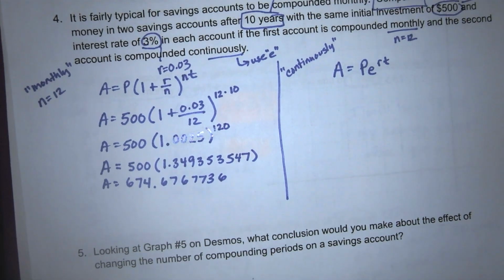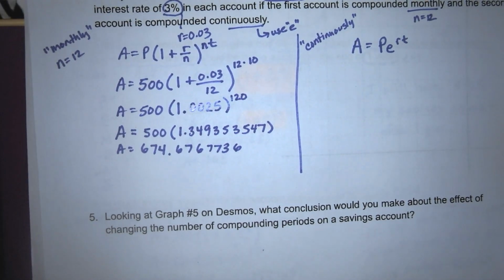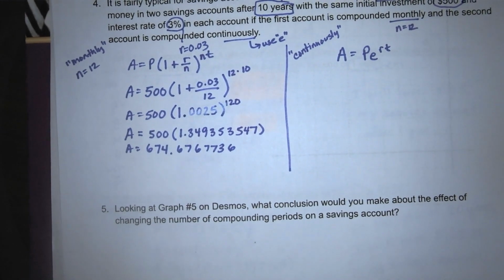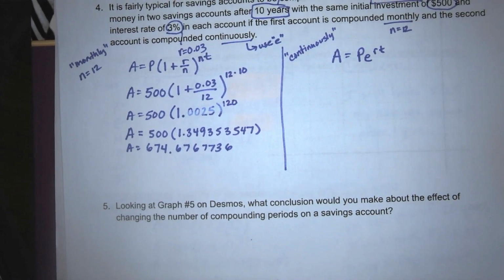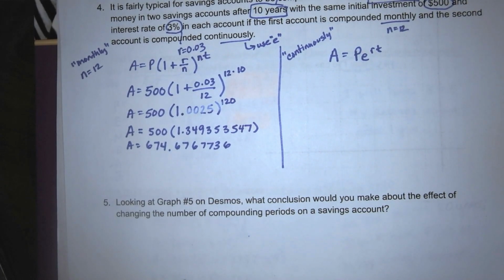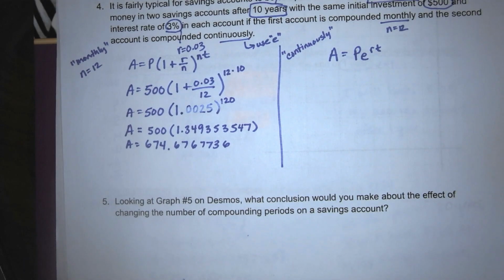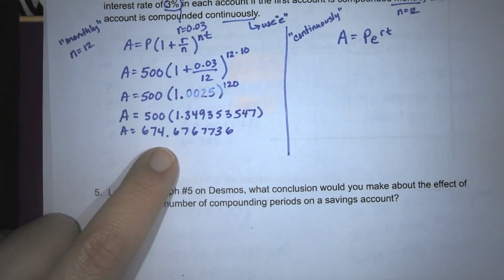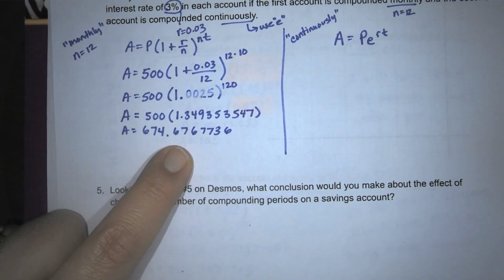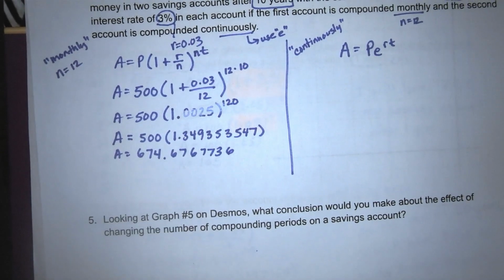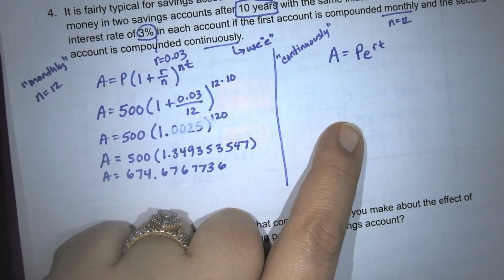All right, let's see if I can adjust this a little bit because I got a glare. All right, so for the monthly savings account, you should have got that the amount after 10 years would be $674.6767736. So if we're counting that as dollars, it'll be $674.68. All right, so now we got to do this continuous one.